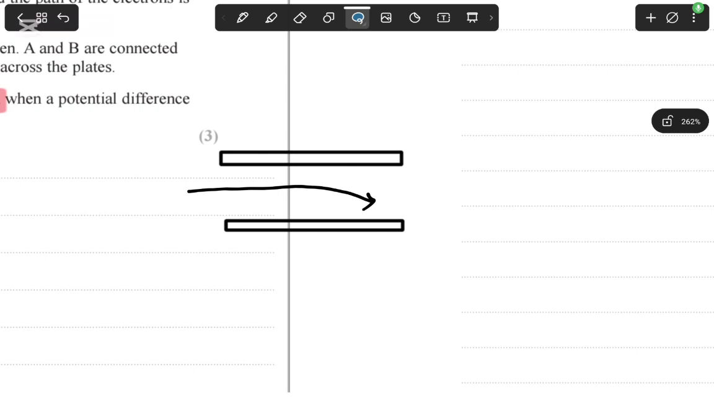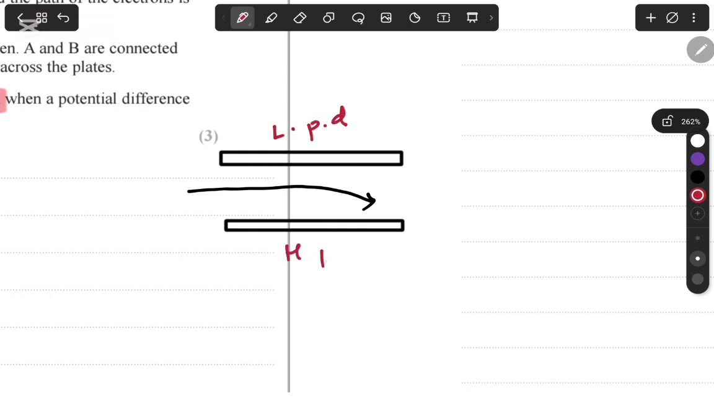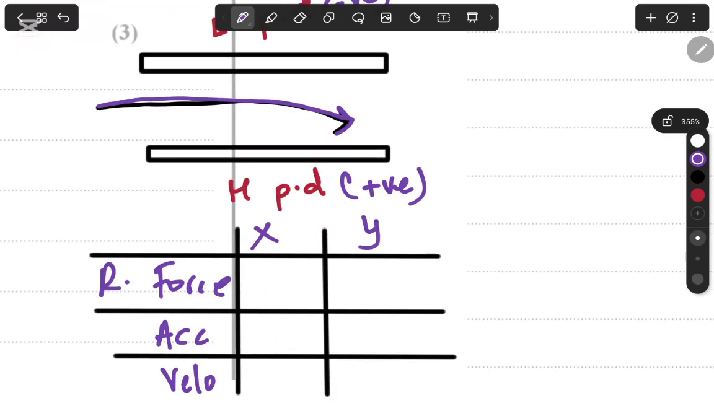So to help us understand, I've drawn a diagram. Let's say these are two plates. This is a plate with lower potential difference, and this is a plate with higher potential difference. In simpler terms, this is basically the plate with negative charge, the plate with positive charge. And here we have the electrons that are passing through the plates. So now we're going to be talking about three things. Now remember, we can split it into two directions, the x direction and the y direction.